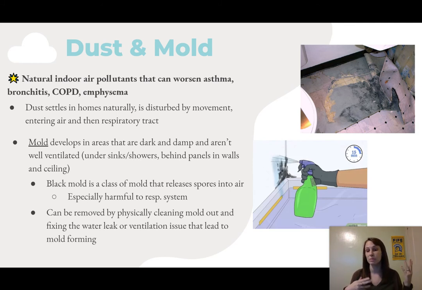Now, mold can be removed by physically cleaning mold out. Usually you have to use bleach in order to actually kill it and clean it out. And then also fixing the water leak or ventilation issue that led to the mold forming. It's really important if you have mold forming to not just clean it, but to figure out why it is forming there, and then to do everything you can to prevent that so that you don't get this black mold, you don't get these spores in the air and having it be something that can lead to further problems.